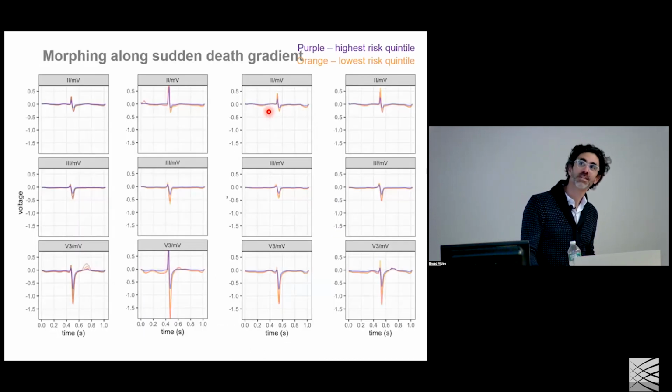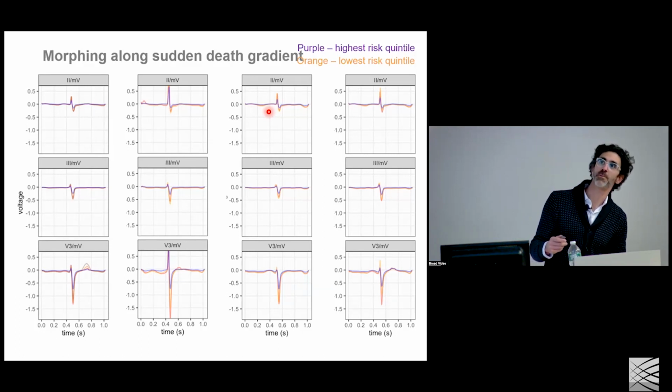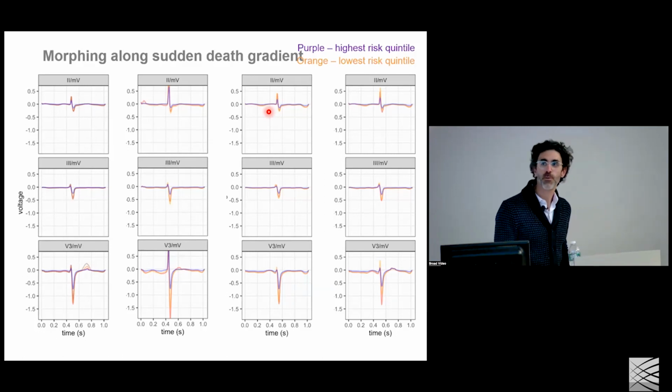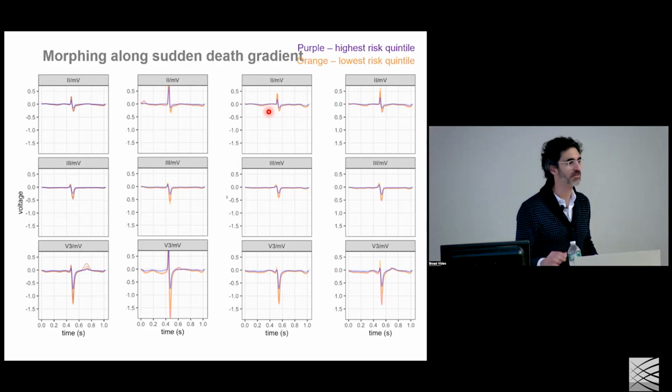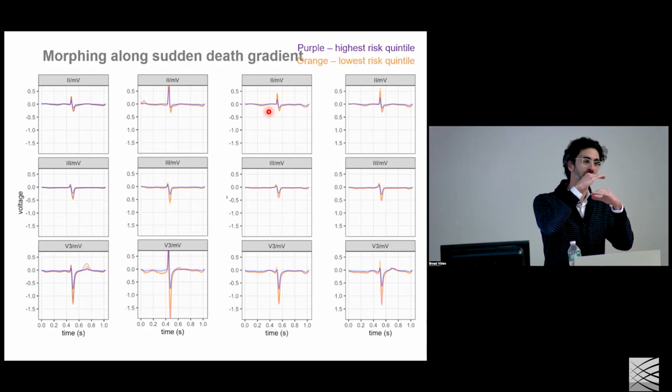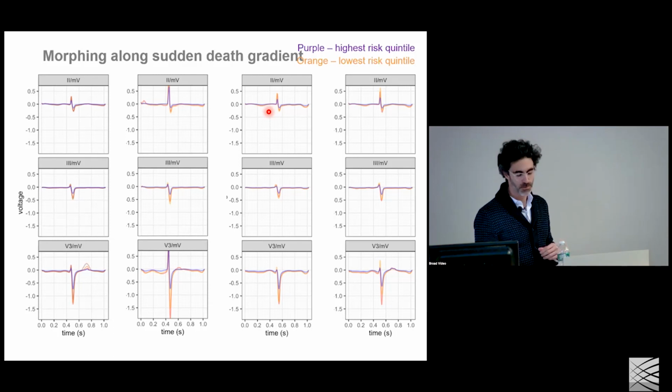So now here's the sudden cardiac death gradient. Orange is counterintuitively low risk and the purple is the highest risk. I spent a while looking at these at 11 p.m. last night as I was preparing my slides. I think the one thing that stood out to me is that things seem to be varying less as you go up the risk. Everything just seems to be flatter. So that's a morphing in the direction of higher or lower risk.